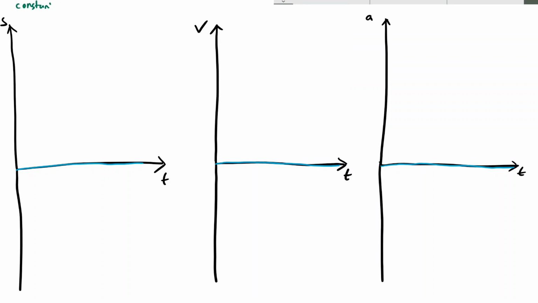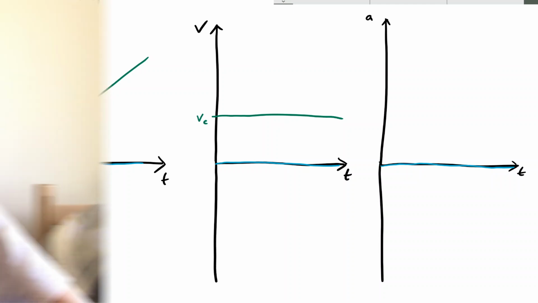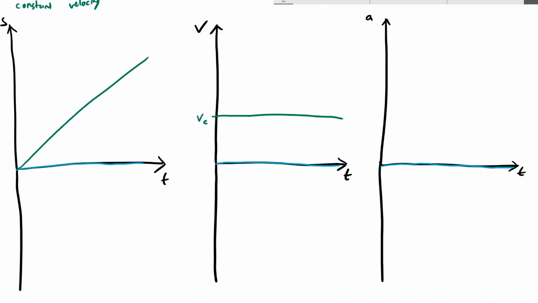And the second case is constant velocity. For constant velocity, the displacement time graph will look like this, and the velocity will look somewhere around like this because it's constant. If you notice, the gradient of the displacement time graph is the velocity. Since this is a constant gradient, the velocity is constant at some value. The acceleration is also the gradient of the velocity. So velocity is the gradient of the displacement, and acceleration is the gradient of the velocity. So acceleration would also be 0.